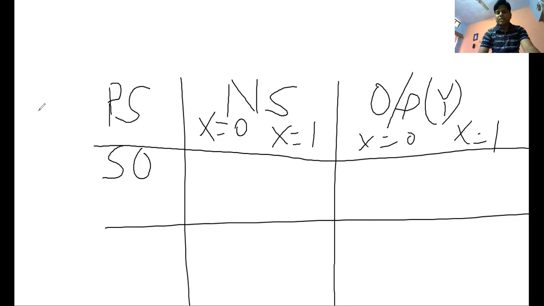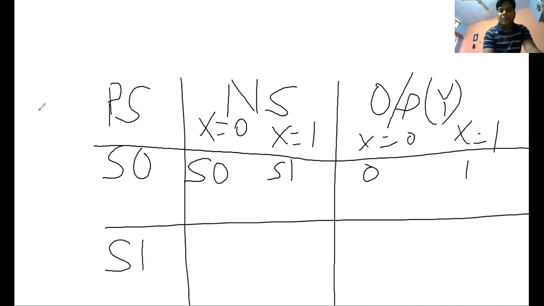When the present state is S0, then it goes to itself when X equals 0, so the next state is S0 and the corresponding output is 0. With present state S0 and X equal to 1, it goes to S1 and the output is 1. When the present state is S1 and X equals 0, it stays in S1 and the output is 1. When the present state is S1 and X equals 1, it goes to S0 and the corresponding output is 0.